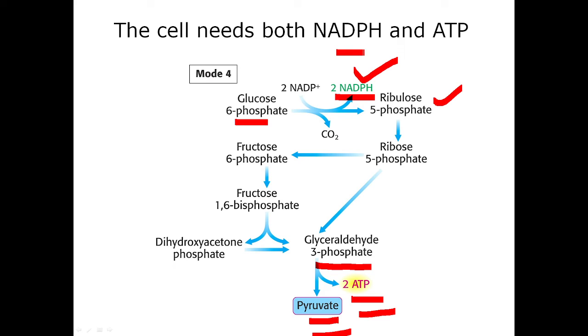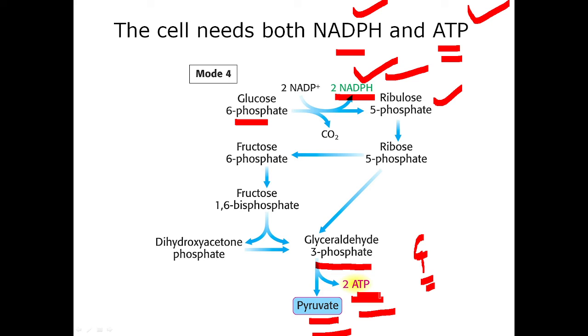So in this case, when the cell requires both reducing potential in the form of NADPH and also needs energy, ATP, the cell resorts to this pathway. So the cell does this thing. It converts glucose 6-phosphate to ribulose 5-phosphate. It generates the NADPH, and then ribulose 5-phosphate gets converted into ribose 5-phosphate, then glyceraldehyde 3-phosphate, and then the glyceraldehyde 3-phosphate undergoes glycolysis. So the glycolysis pathway generates the ATP for the cells.